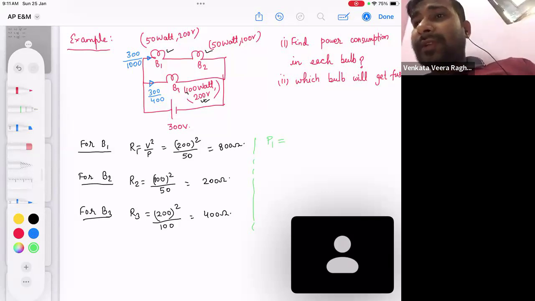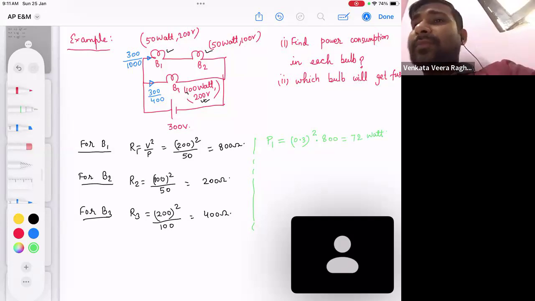P1, how much will it come? This is the I, right? What is the current in bulb 1? 0.3 ampere. And resistance of bulb 1? 800. So how much are we getting? 0.3 into 0.3, 0.09 into that one. So 72 will come. 72 watt.